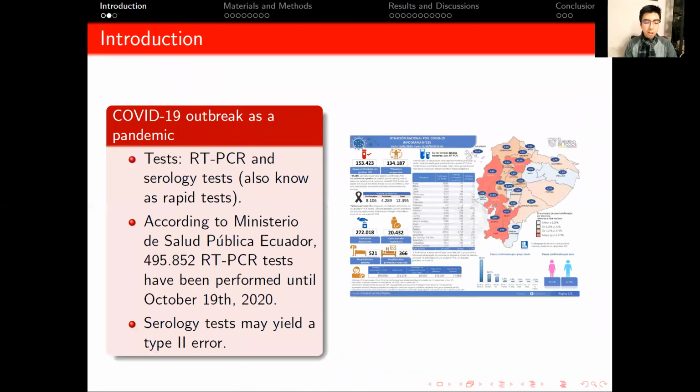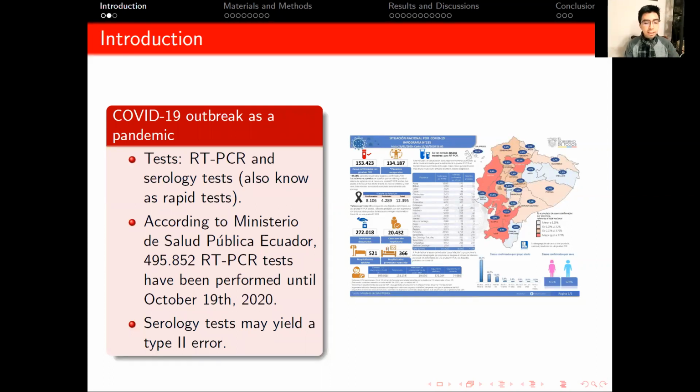The World Health Organization declared COVID-19 outbreak as a pandemic on March 11, 2020, and people's lives have changed dramatically ever since. There are 2 kinds of tests that can show us if a person is infected or not: reverse transcription polymerase chain reaction, RT-PCR, and serology test, also known as rapid test.